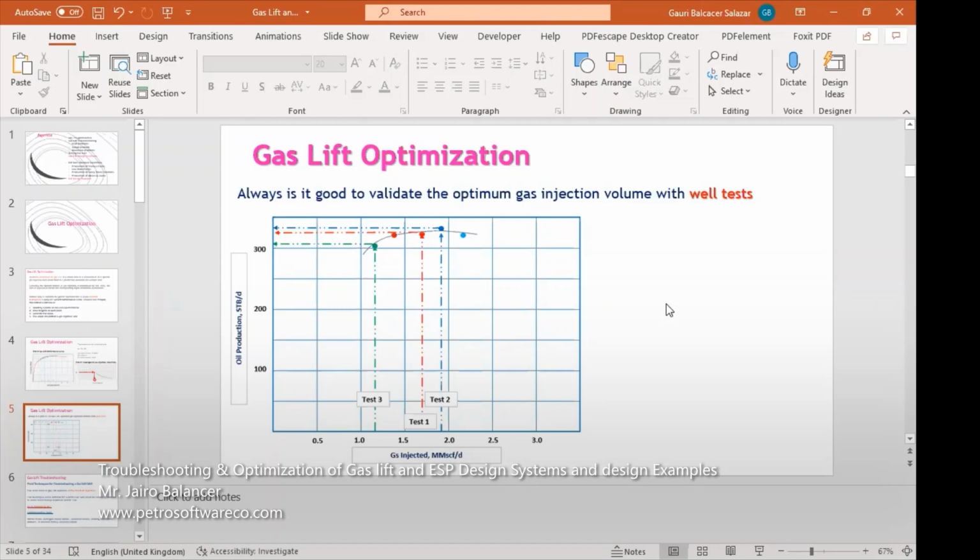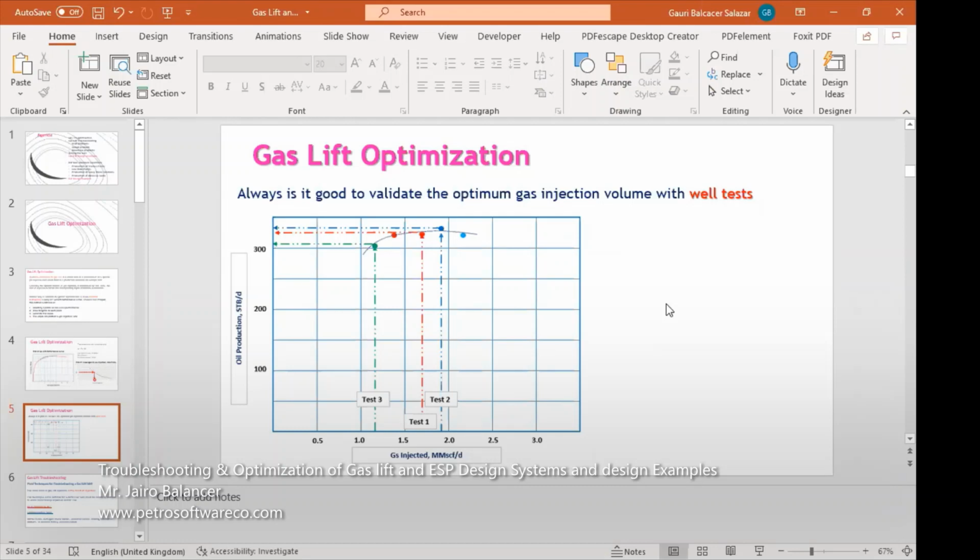You can get, starting from a low gas injection. The idea is to start with the low gas injection, and increase it and get the production. Of course, you need to stabilize the production at least 24 hours per point. So in that way, you are running a test, injecting a volume, and for that injection, you are getting an oil production.